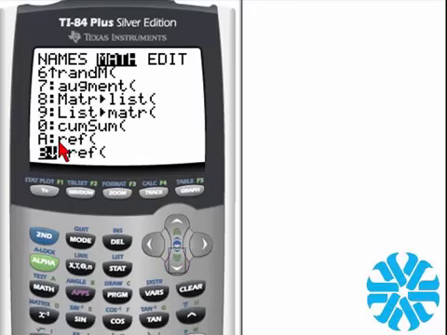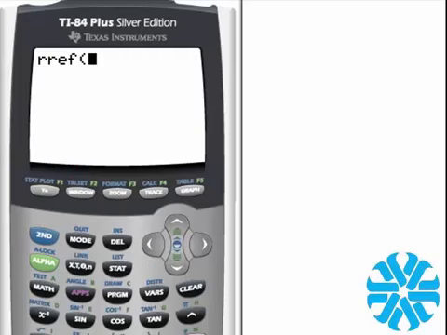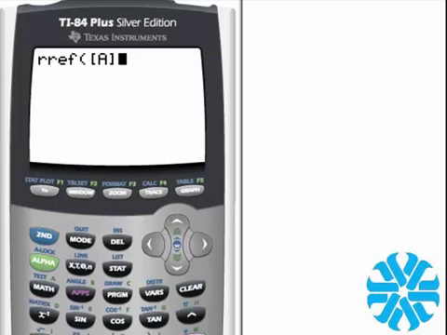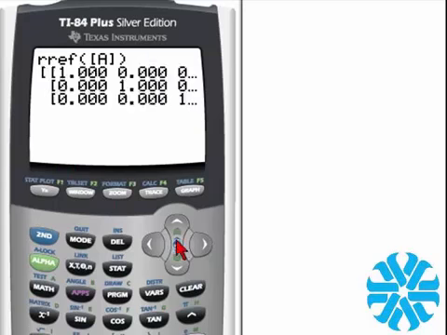So this is what we used before, REF. Now we want RREF, which is row reduced echelon form. Select Enter, and we want that for matrix A, so go second function matrix, and then A, select Enter, and close the parenthesis, and now select Enter again.